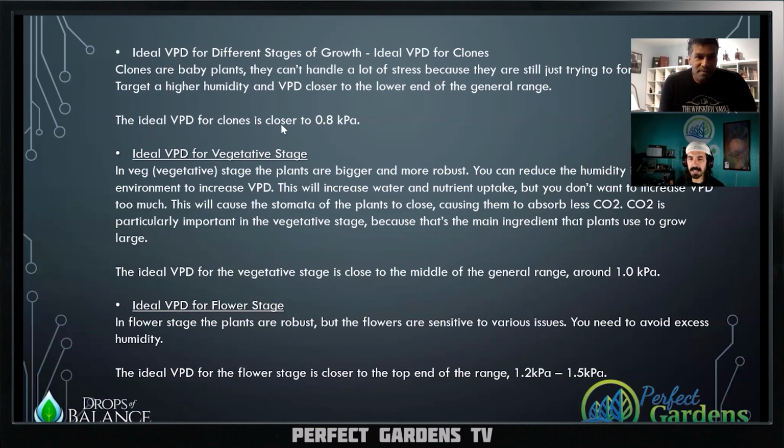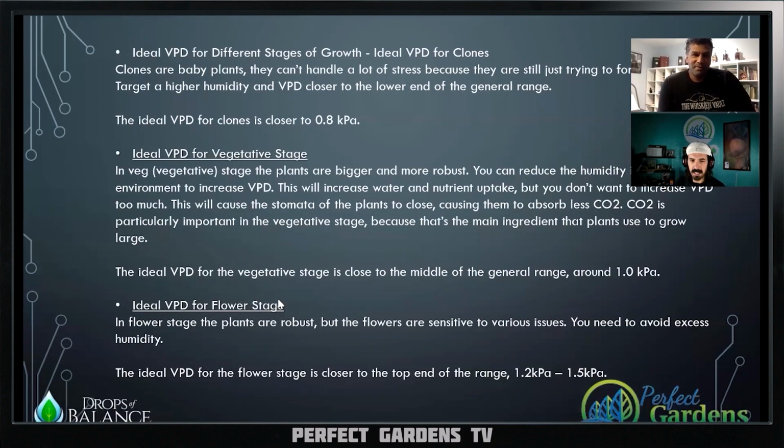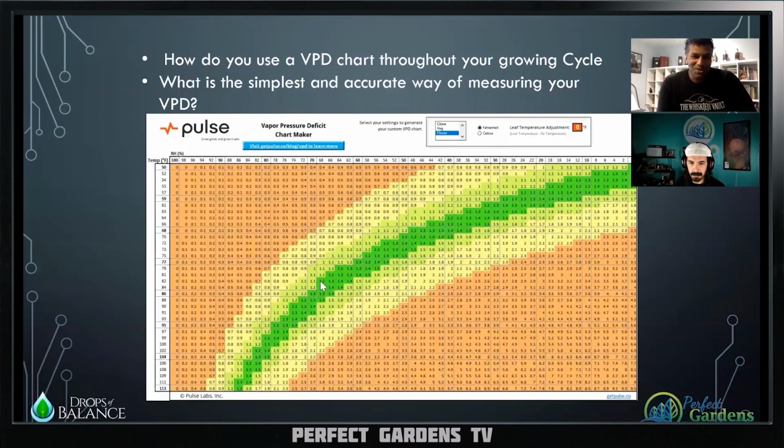The ideal VPD for clones is 0.8 kPa. So when you look at the chart, it's 0.8. Obviously this is for flowering, but you're looking for the 0.8. This is the 0.9 they're referencing. In flowering, it's 1.2 to 1.5. What they're saying is probably closer to 1.7, I think.